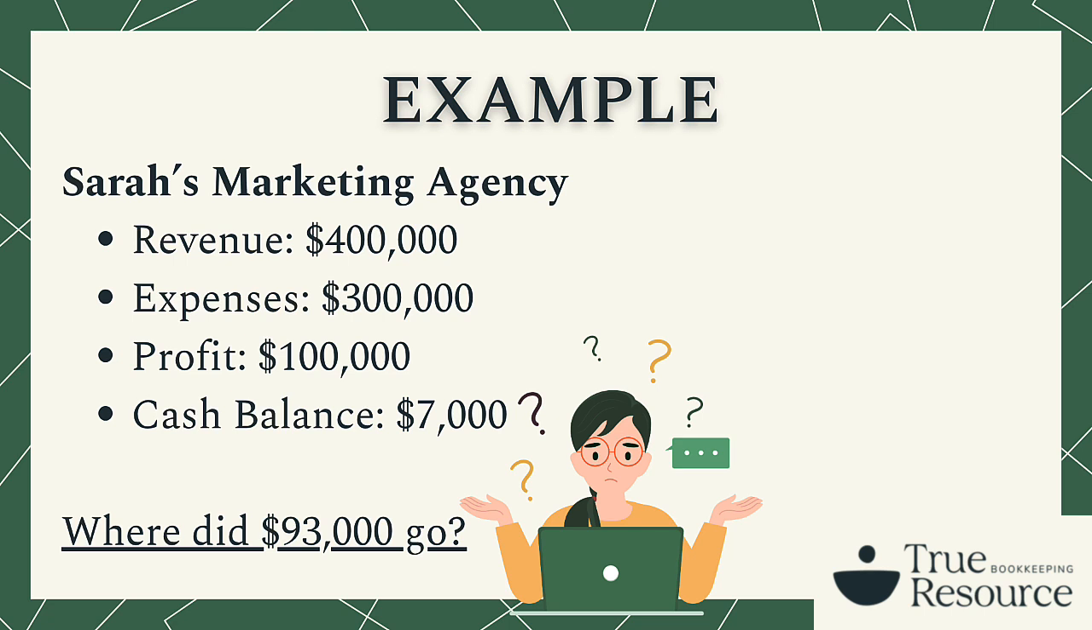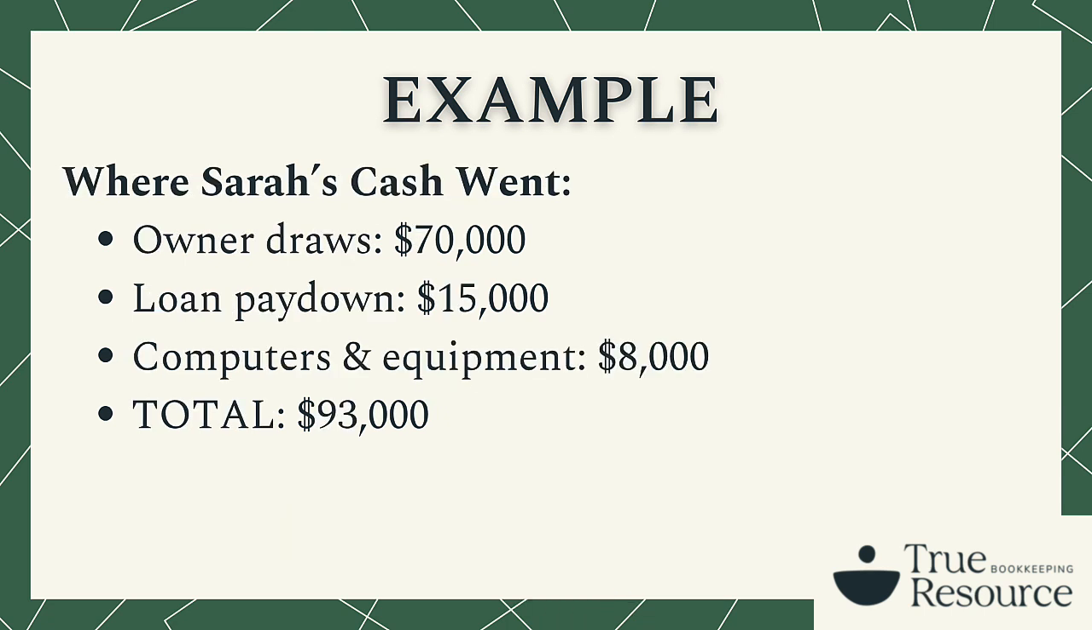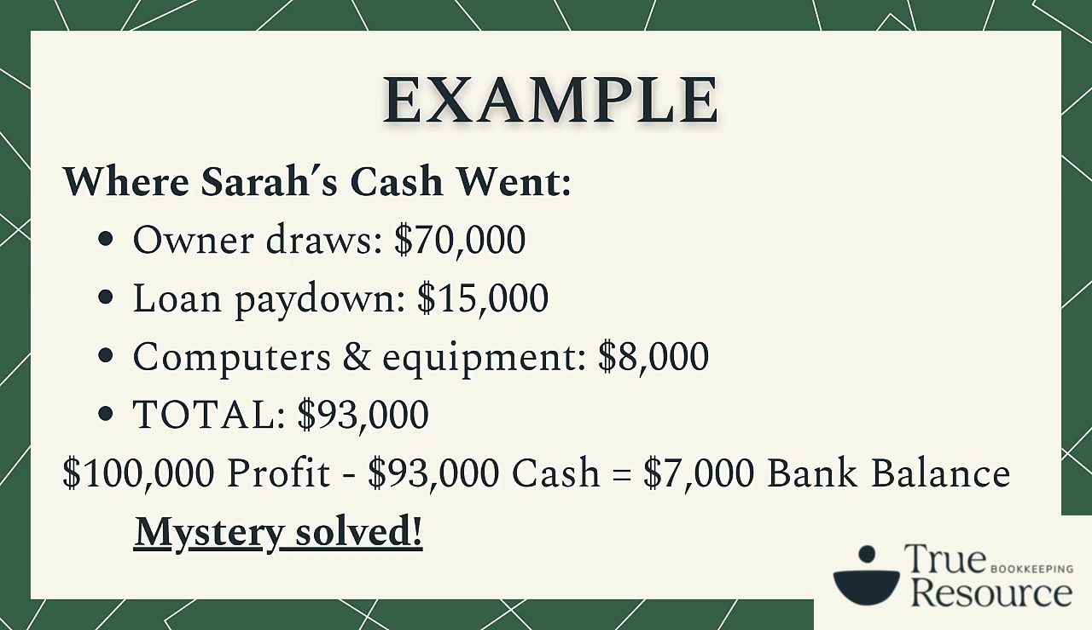So in this example, she paid herself $70,000 in owner's draw throughout the year. She paid down $15,000 in a business loan, and she bought new computers and equipment for her team that we're going to treat as an asset, and that was $8,000. So $70,000 plus $15,000 plus $8,000, that gives us a $93,000 difference between what she sees in her $100,000 in profit and what she sees in the $7,000 showing up in her bank account.